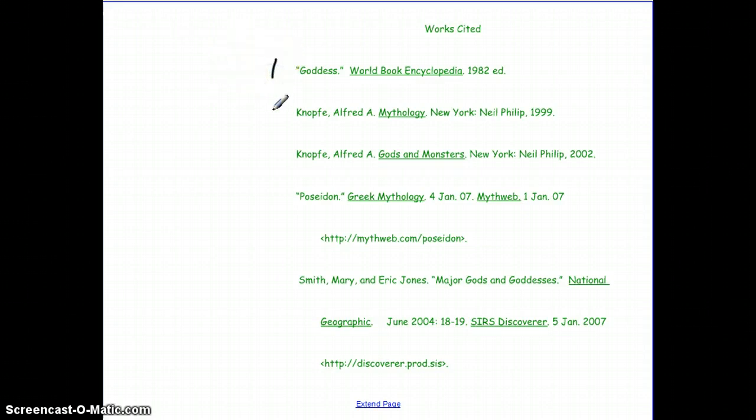What's the second source? Read it across, Jacob Jenkins. Okay, there are two Knopfs, Knopf. There's one for mythology and there's another Knopf. What's the title of the third Knopf source there, Morgan? Gods and Monsters. So we see for the first time we've had a works cited that has two authors that have two different books.